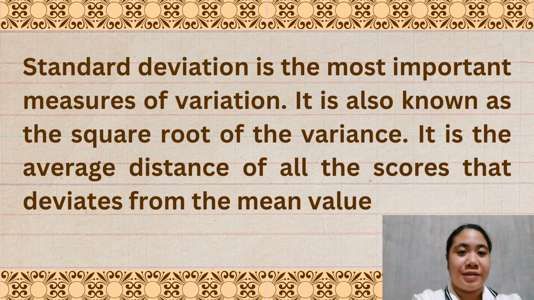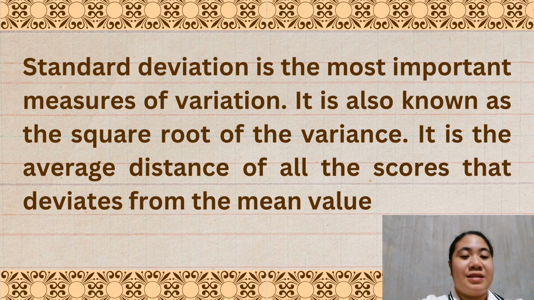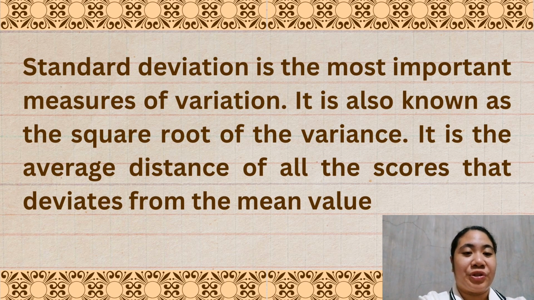Standard deviation is the most important measure of variation. It is also known as the square root of the variance. It is the average distance of all the scores that deviate from the mean value. We square the deviation scores around the mean in order to deal with negative numbers. It is a measure of dispersion of the scores around the mean.